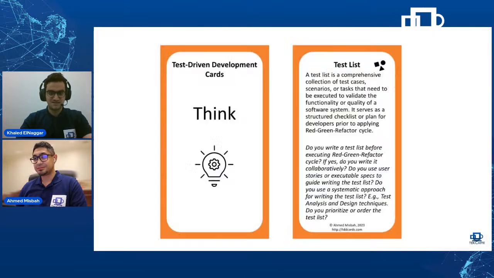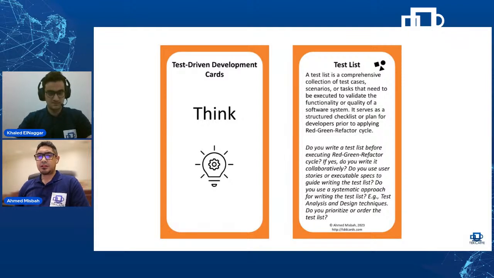Yes, Ahmed. The next card is the test list. And it says a test list is a comprehensive collection of test cases, scenarios, or tasks that need to be executed to validate the functionality or quality of a software system. It serves as a structured checklist or plan for developers prior to applying the red-green-refactor cycle.